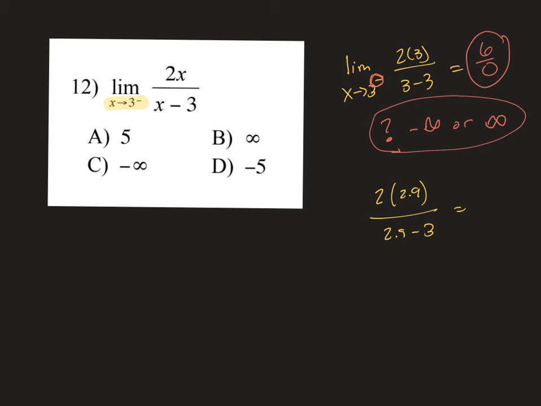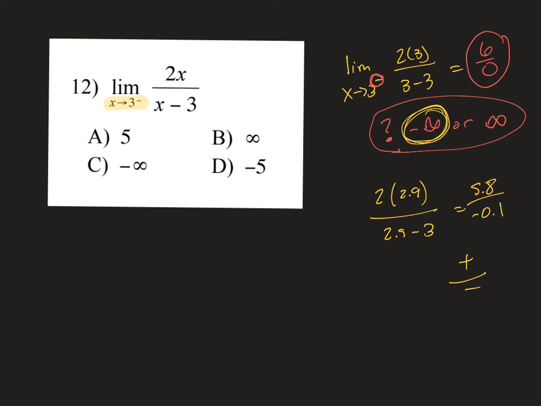So if I do this calculation again with 2.9 instead of 3, what I get is 2 times 2.9, that's going to be 5.8 over negative 0.1. Now, the important part about this calculation isn't the decimal values. It's that we have a positive number on top and a negative number on bottom. And as we get closer and closer to 3, it's going to stay positive on top and negative on bottom, but that value is just going to keep getting bigger and bigger. And so that tells me that this is going to be negative infinity for this 6 over 0.